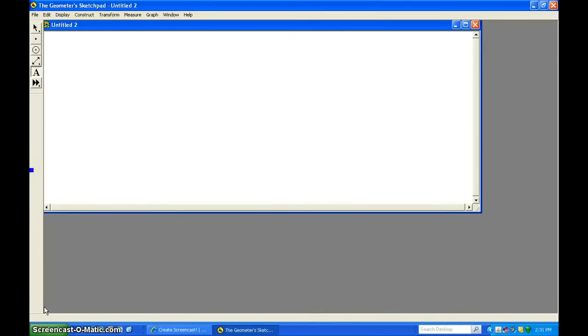We're going to be creating parallel lines and a transversal and looking at the angles that are created by these special lines. First thing I want you to do after you've opened the Sketchpad program is go ahead and enlarge the screen.